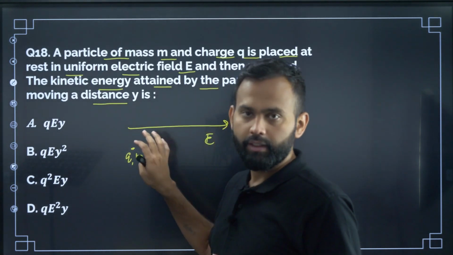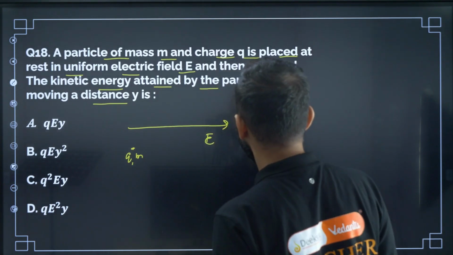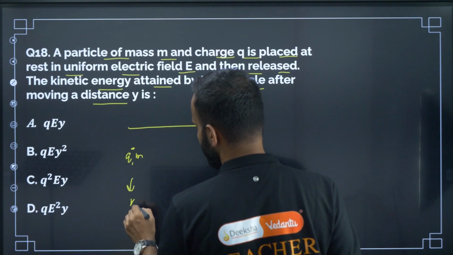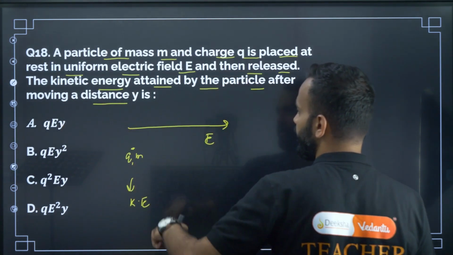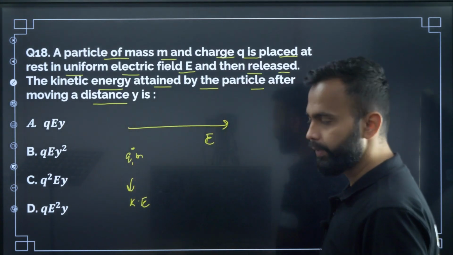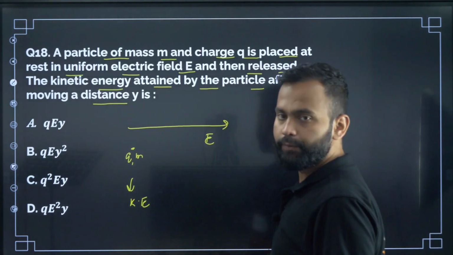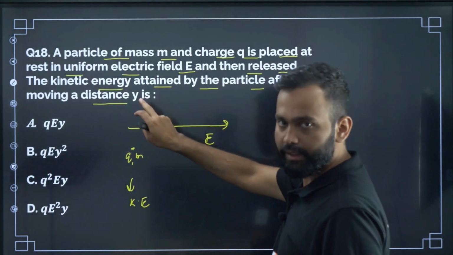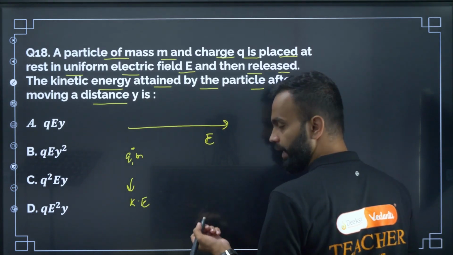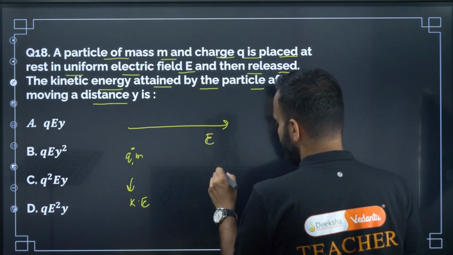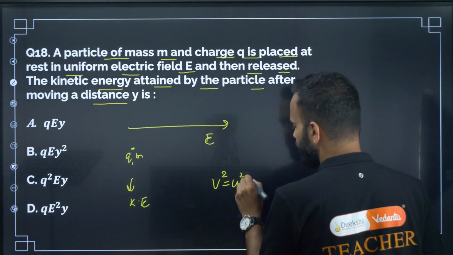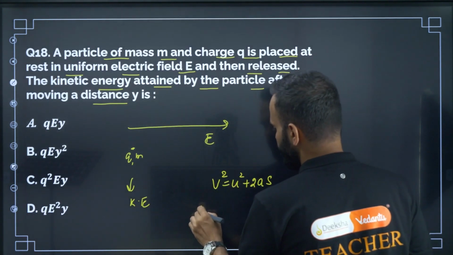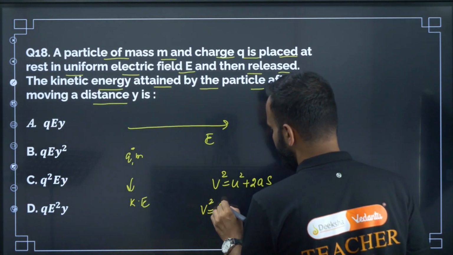Because of the electric field, the charged particle will start to move. So we need to find the kinetic energy of this particle when the particle moves distance y. So let us find the velocity of the particle when it moves distance y. Now apply the third equation of motion: v square equal to u square plus 2as. U is 0, so v square equal to 2 into a into s.